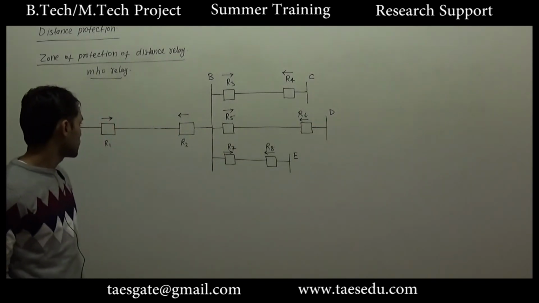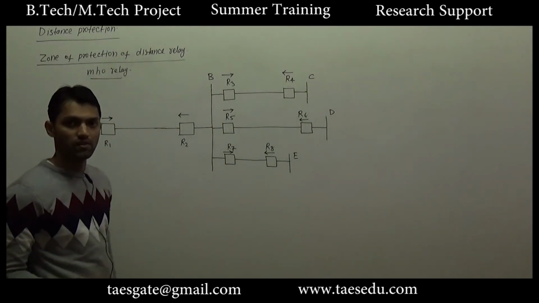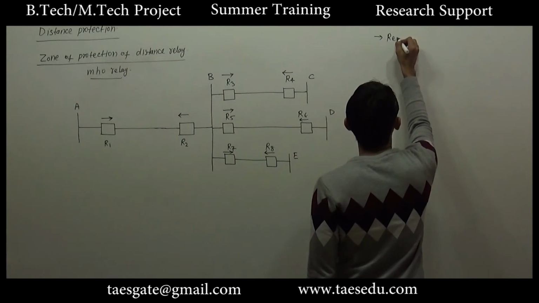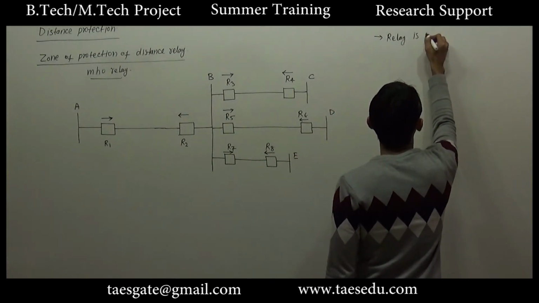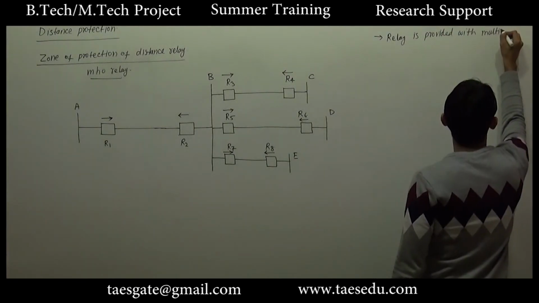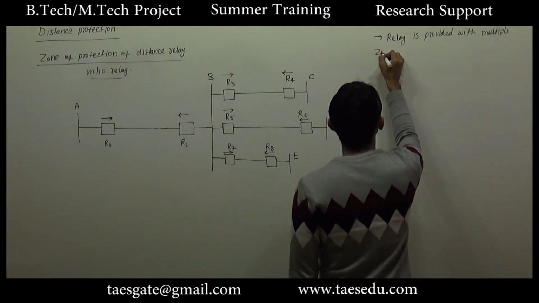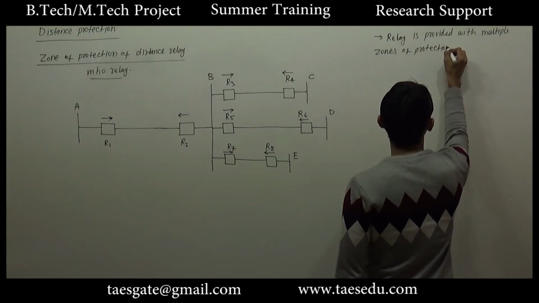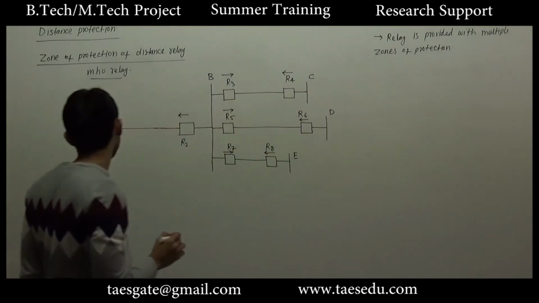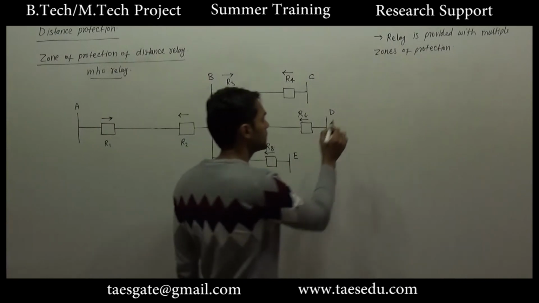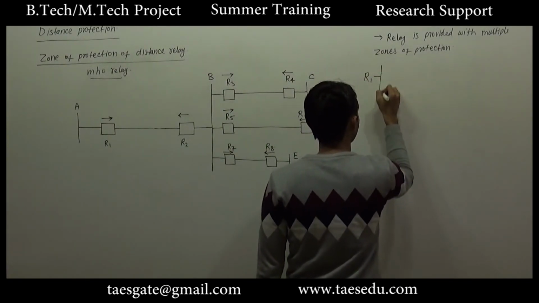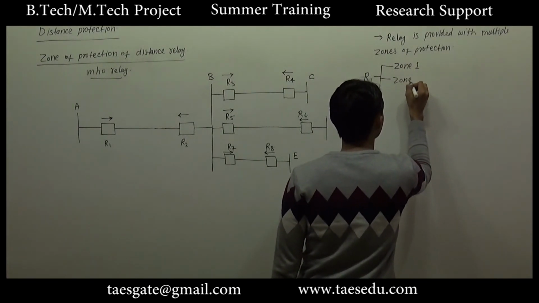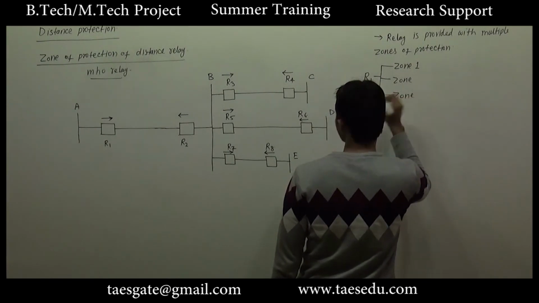Okay, so as I have said, in a power system, a relay will be provided with multiple zones of protection. For example, for relay 1, there will be 3 zones of protection. Zone 1, zone 2, and zone 3 types of protection will be inbuilt within a relay.